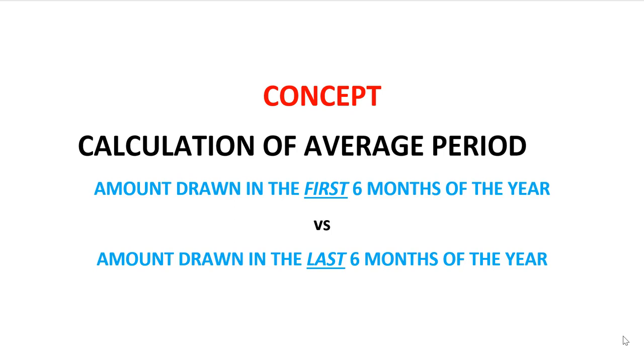In the first example, we will be looking into drawings made in the first 6 months of the accounting period. Let's go to the example.